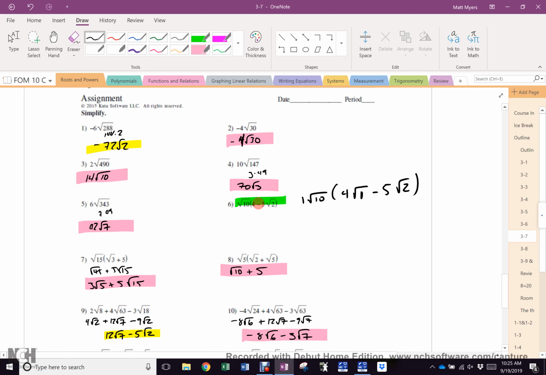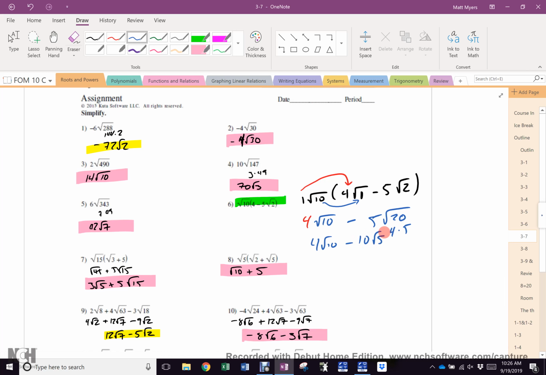Everybody cool? Now it's pretty easy because numbers go with numbers, 4, and radicands go with radicands, root 10, minus 1 times 5 is 5, 10 times 2 is 20. Then I simplify that, 4 times 5, to get 4 root 10 minus 10 root 5. Okay? Anything else up to 10?